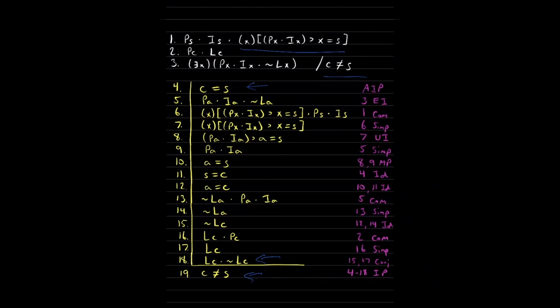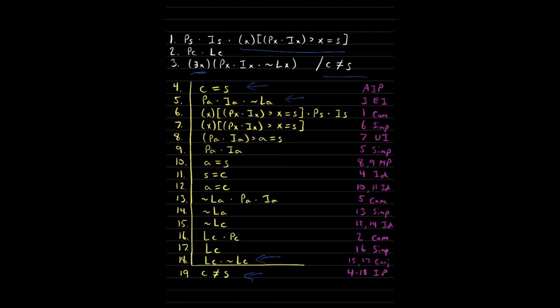Line 5 is an existential instantiation of line 3, which is a statement bound by an existential quantifier. And again, whenever you're using existential instantiation, you have to use a new constant that doesn't already appear in the proof, even in the conclusion line. So this proof already contains the lowercase constant c. It already contains the lowercase constant s. So we need to use a new constant a through w that doesn't already appear in the proof. And here it's been done with the lowercase constant a. So we have PA and IA and not LA. In other words, that object referred to in the existential quantified statement in line 3, we're giving it a name.